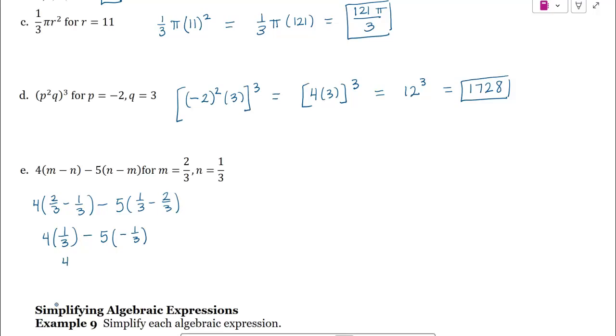4 times a third is 4/3. And then I've got a negative times a negative, which is a positive. So this will be plus 5/3. 4/3 plus 5/3 is 9/3. And overall, that's just 3.